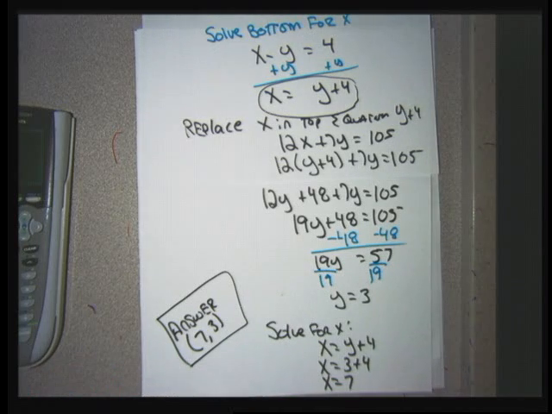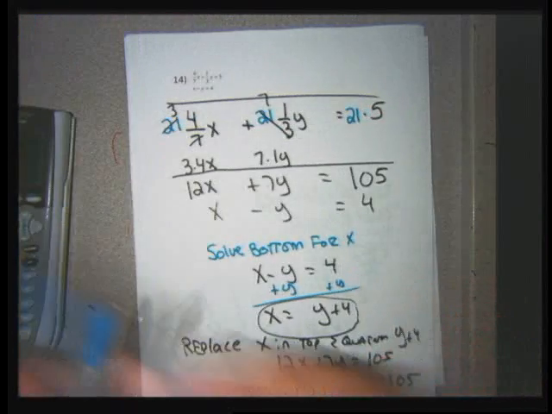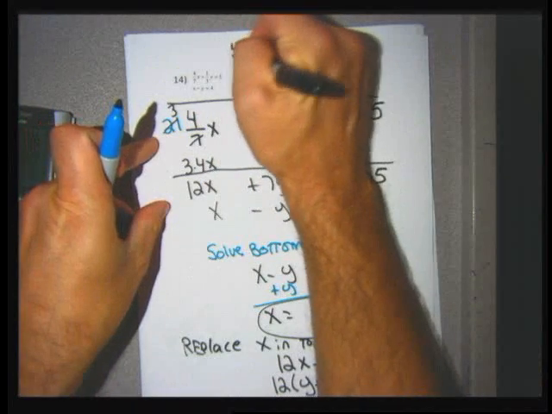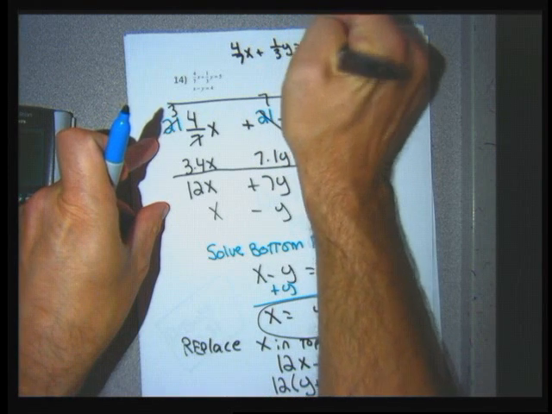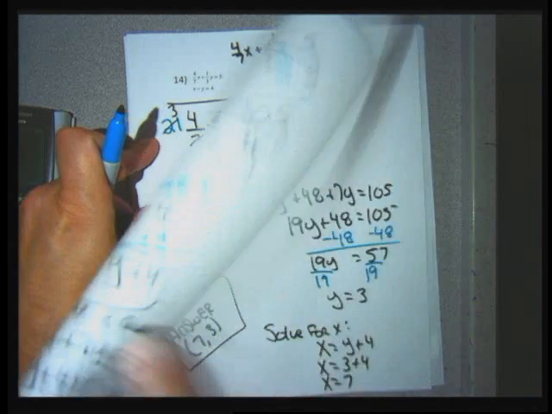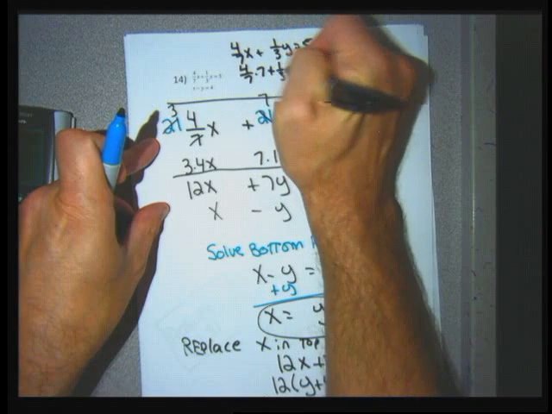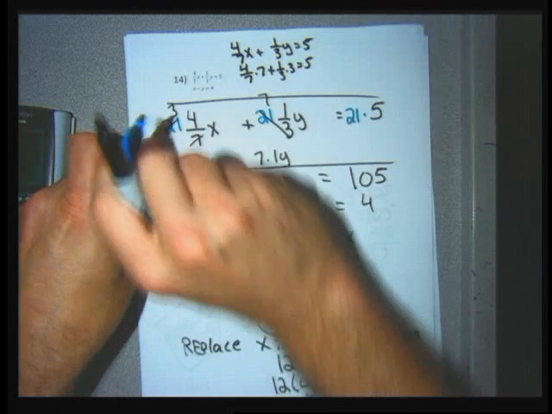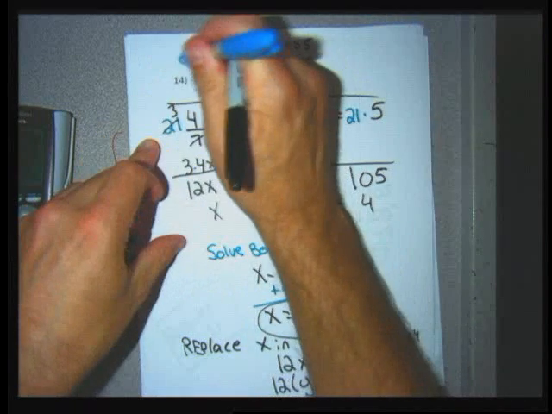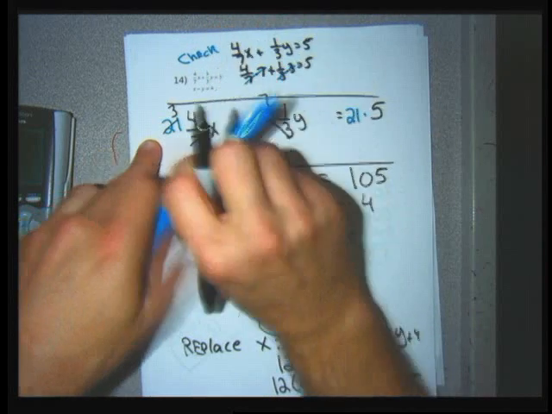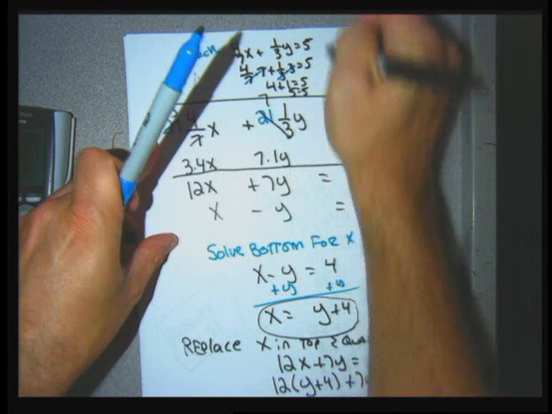I should check that. So I'm going to go back to the original problems, check it, go to the top equation. The top equation was 4 sevenths times x plus 1 third times y equals 5. And I thought that 7 and 3 were the solution, so I'm going to go 4 sevenths times 7 plus 1 third times 3, see if that equals 5. It's going to, because both the 7s and the 3s are going to cancel. So I should write that this is my checking. When I do this, I'm left with 4 plus 1 equal to 5, which is 5 equal to 5.